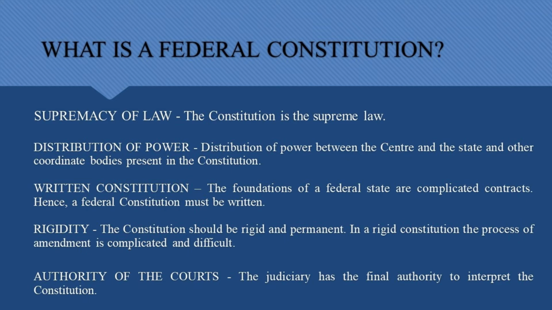Fourth, rigidity of the constitution. A natural consequence of a written constitution is its rigidity. In this, the procedure of amendment or the process through which old laws are changed or new laws are implemented is very complicated and difficult. Fifth, authority of courts. To maintain the division of power, an independent and impartial authority should exist under the Constitution. The judiciary has the final power to interpret and guard the provisions of the Constitution.